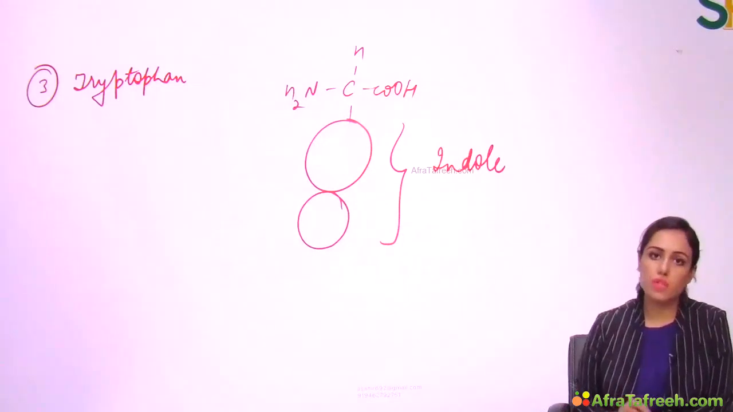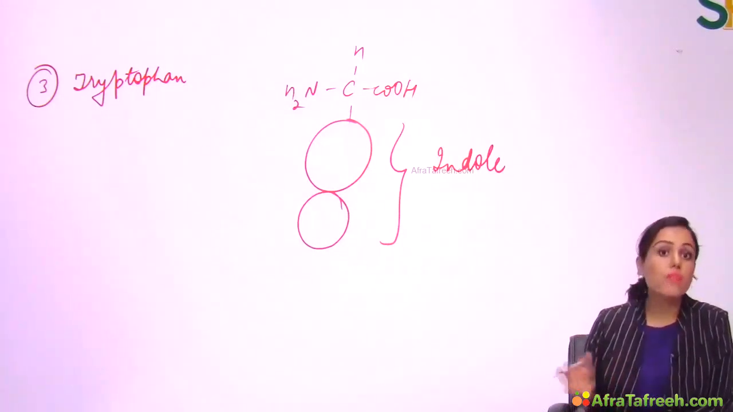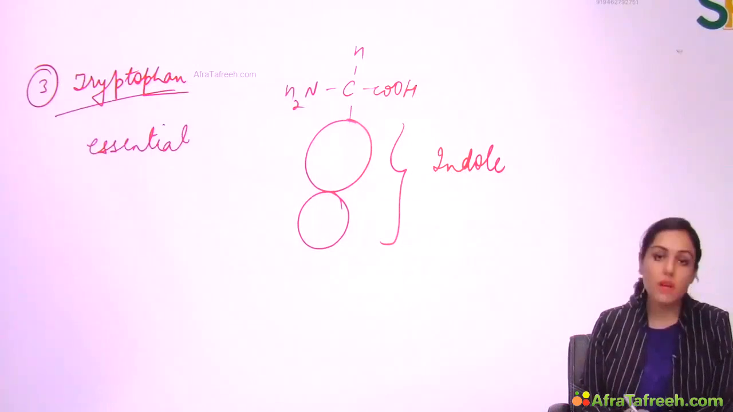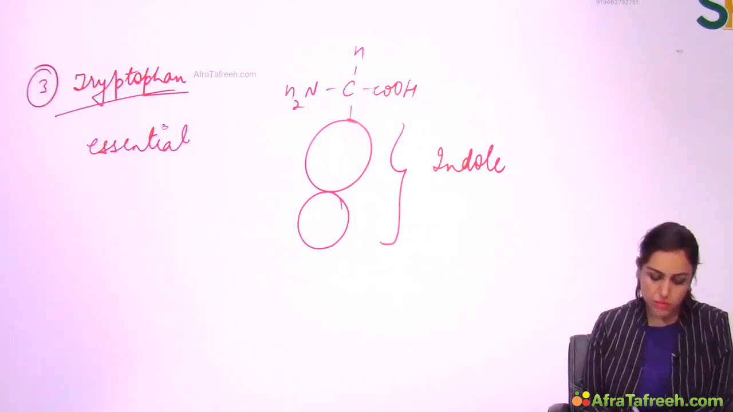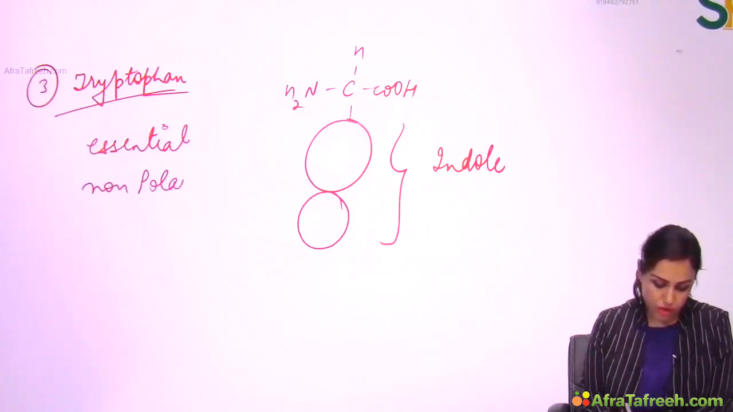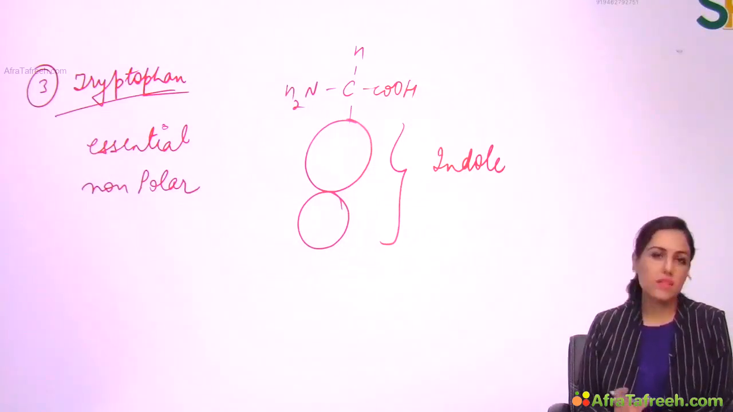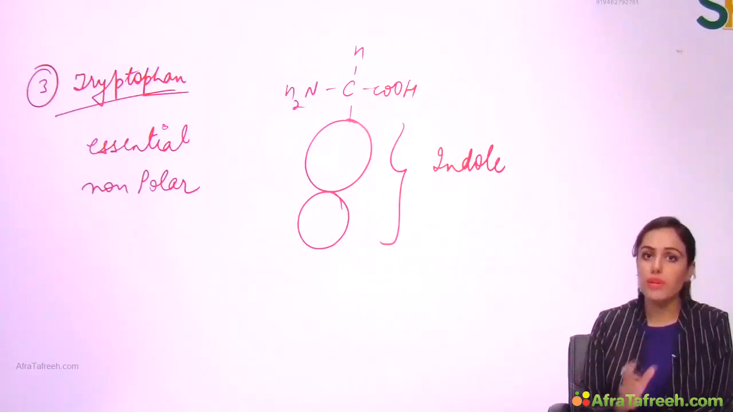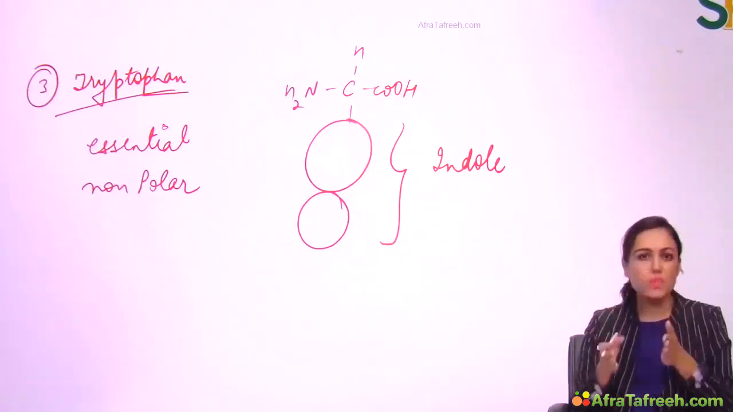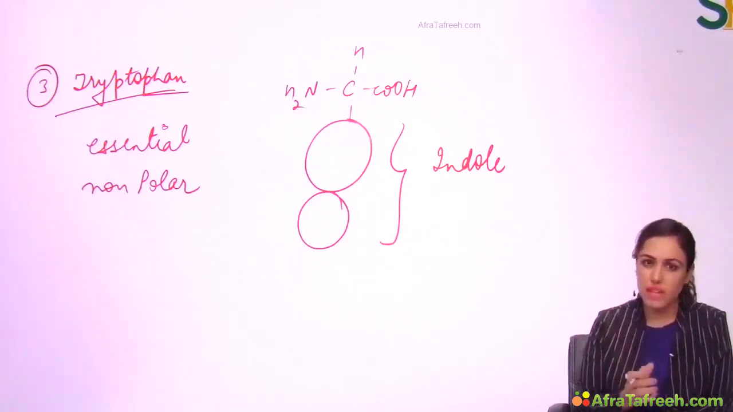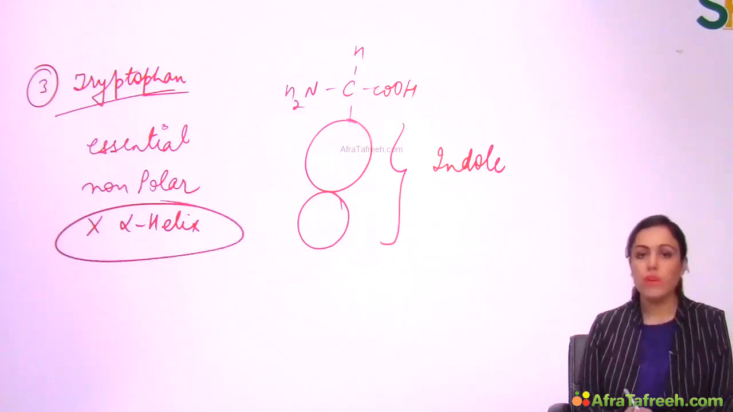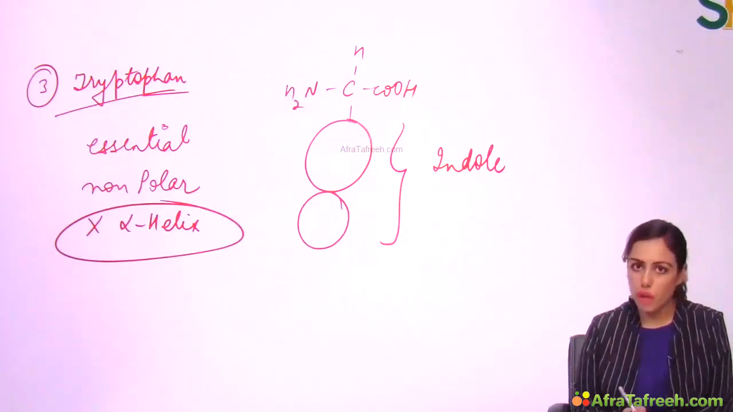So now you tell me, essential or non-essential? Because there are 2 big rings in the side chain, we cannot make this kind of amino acid in body. So it is essential. Then these rings are always non-polar. So we will say that tryptophan is non-polar amino acid. And this kind of big side chain having 2 rings cannot be accommodated in alpha helix because alpha helix has very less space in the helical structure and inside very less space. So this is never found in alpha helix. So tryptophan is essential, non-polar and not found in alpha helix, right?